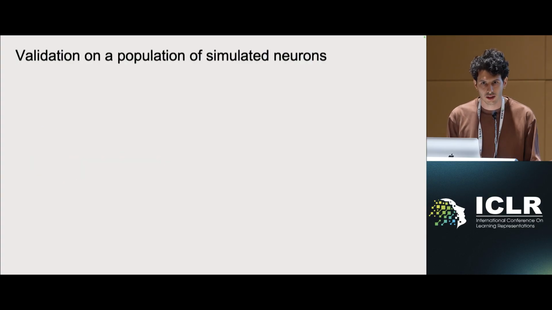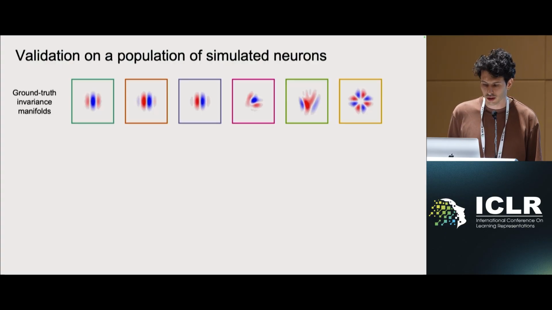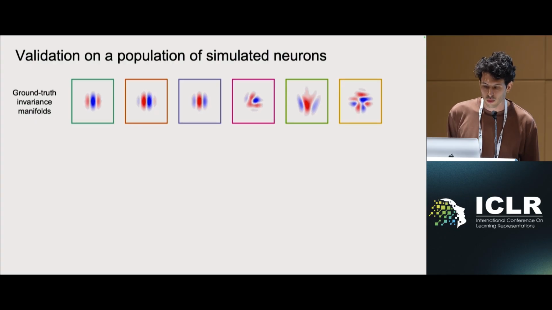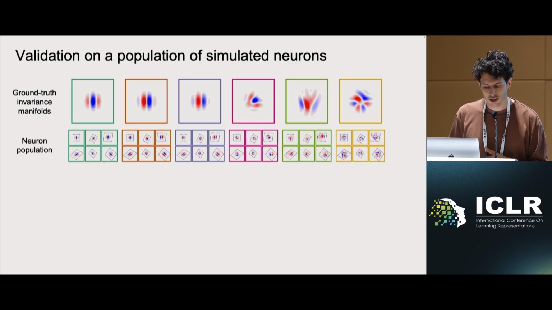First, we wanted to validate our method in a control scenario. So we tested it on a population of simulated neurons. We created 6 different types of simulated neurons with known ground truth invariance manifolds. So we have simple cells, complex cells, and then 3 additional types of neurons that present more complicated arbitrary invariance manifolds. For each of these neuron types, we created 6 different instances that relate to each other by an affine transformation of their receptive fields.